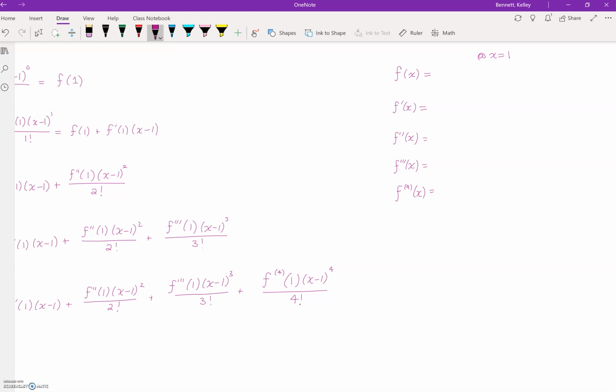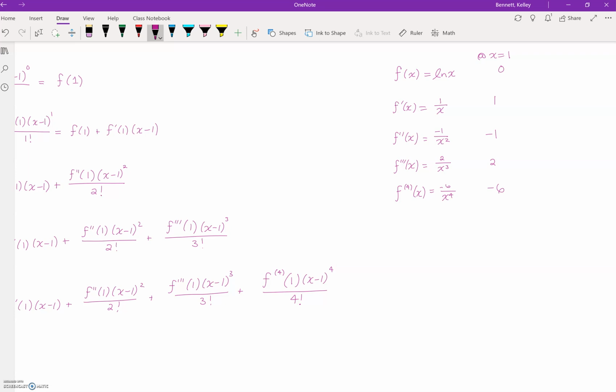So without taking the derivative, I just have the original function, right? ln of x. So ln of 1 is 0. And then the first derivative of the natural log is 1 over x. Evaluate that at 1, we get 1. The second derivative is negative 1 over x squared. Evaluate that at 1, we get negative 1. Third derivative is 2 over x cubed. Evaluated at 1, we get 2. And then we get negative 6 over x to the 4th. If we evaluate that at 1, we'll get negative 6.